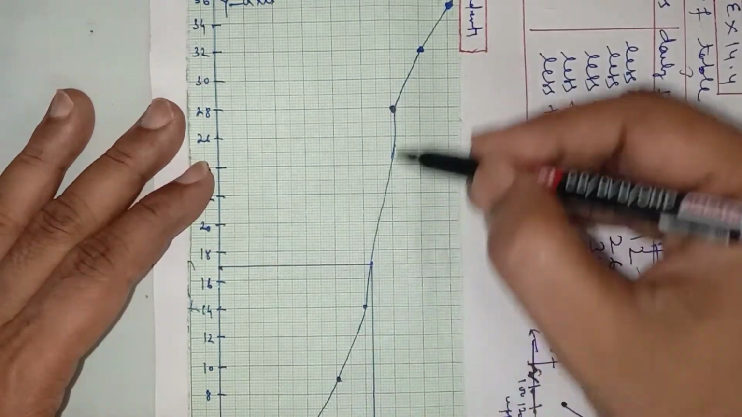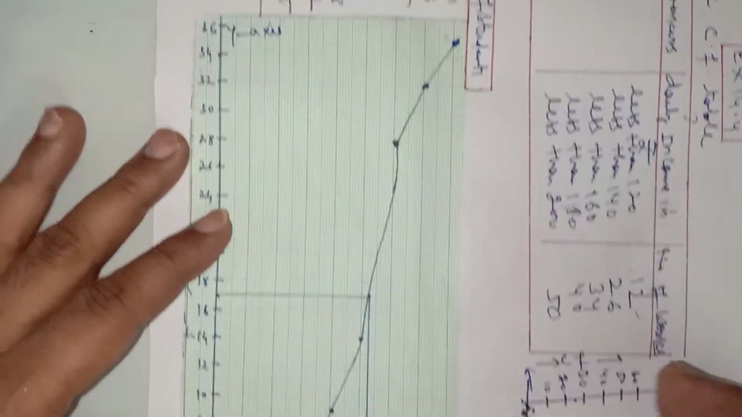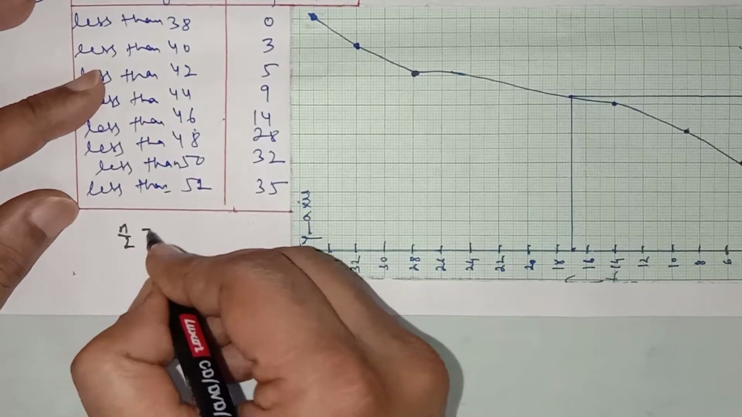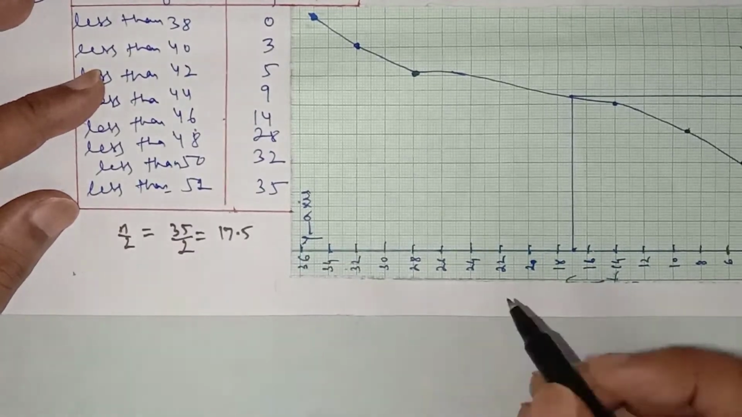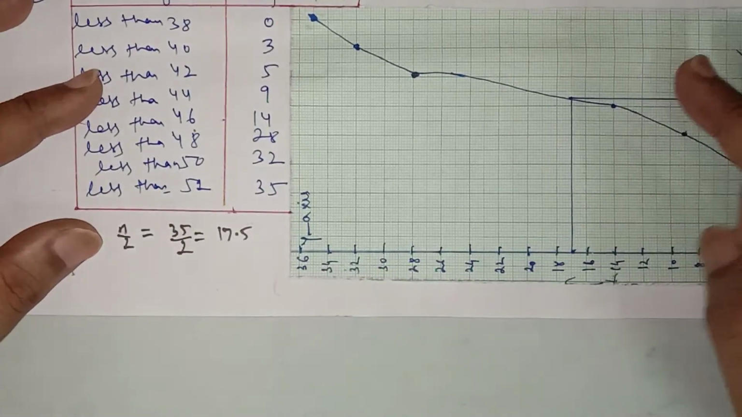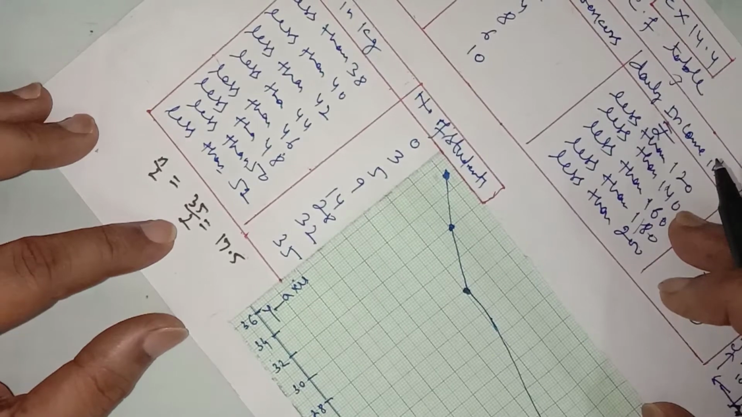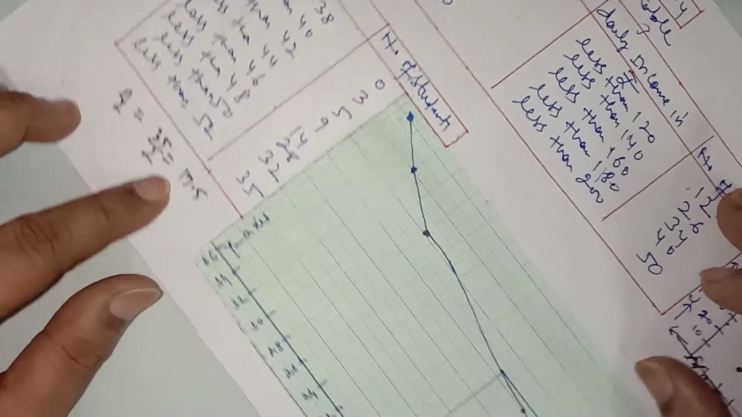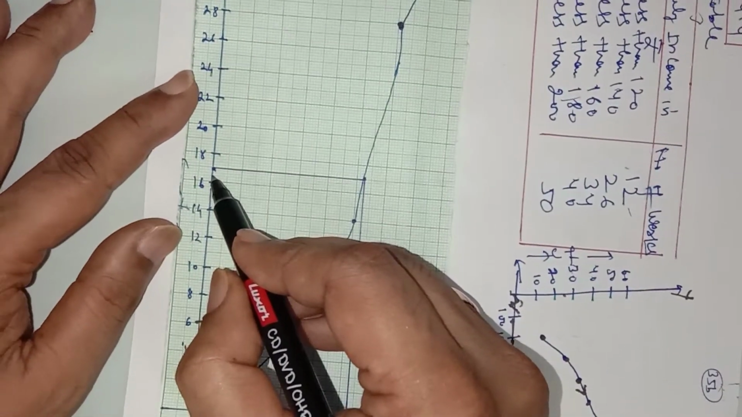You don't have to use the scale, you have to use free hand. Now if you have to find the median using this data, as I've already told you, you have to find n by 2. N by 2 here is 35 upon 2, that is 17.5. Then you have to locate this point 17.5 on the y-axis. So locate this point approximately 17.5 here.